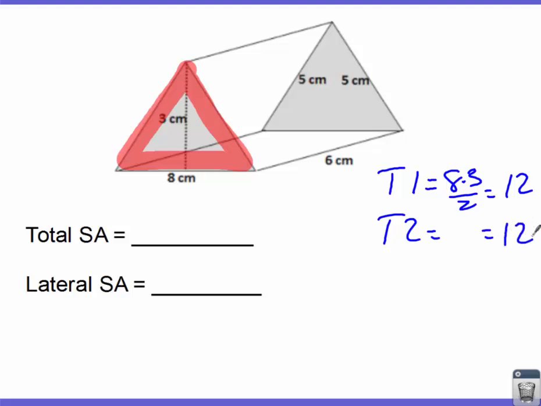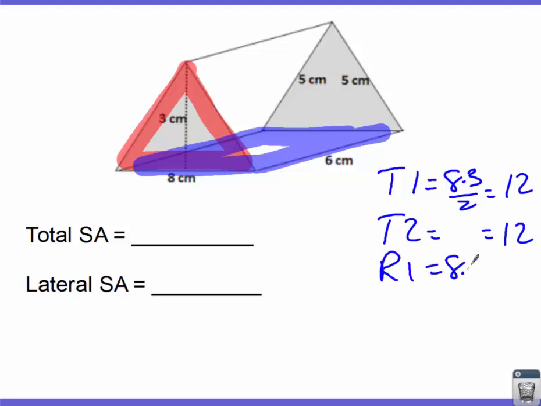Same thing. Now we've got to look at our rectangles. Let's start with the bottom rectangle, the one on the base. So let's look at this base right here. What are the dimensions of that rectangle? This rectangle is an 8 by 6. So rectangle 1 is 8 by 6. It's a rectangle, so it's just length times width. That gives me 48.